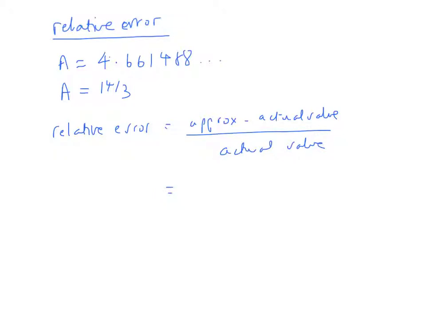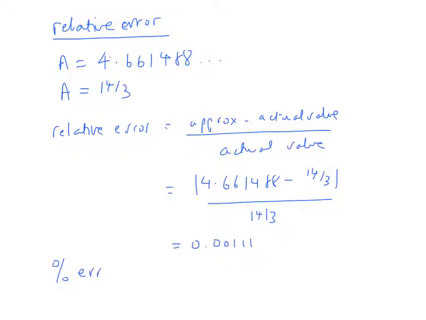So this will be equal to the modulus of 4.661488 take away 14 over 3, and we're using modulus because we're just interested in the difference, divided by 14 over 3, and this gives us 0.00111. If we were to multiply that by 100, it will give us the relative percentage error, which is 0.111. So within 1%, or 0.1%, of accuracy is not too bad with 6 strips using the trapezium rule.